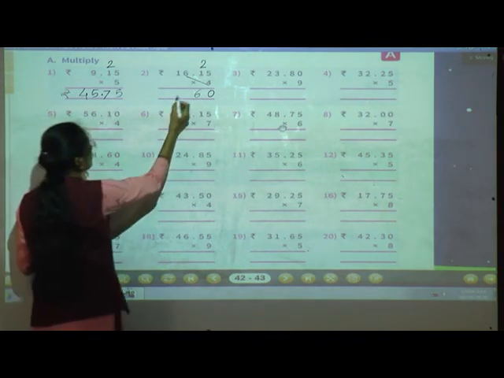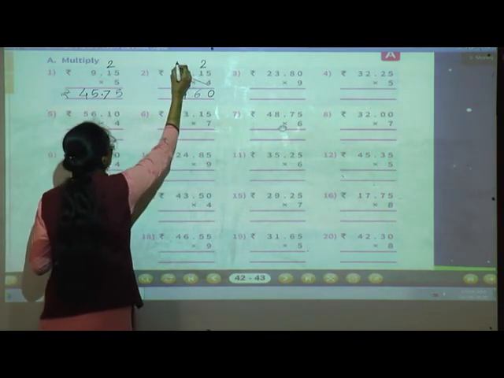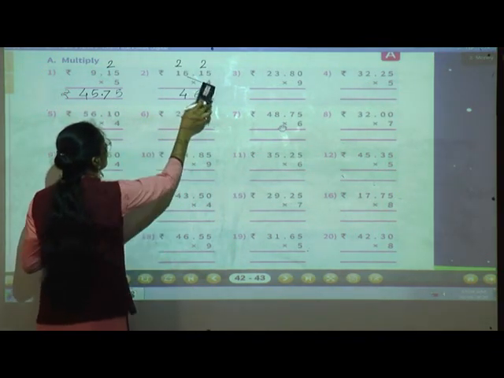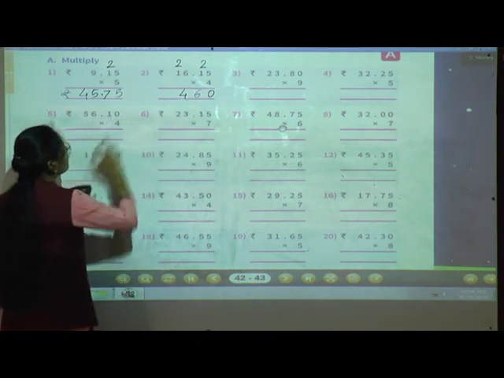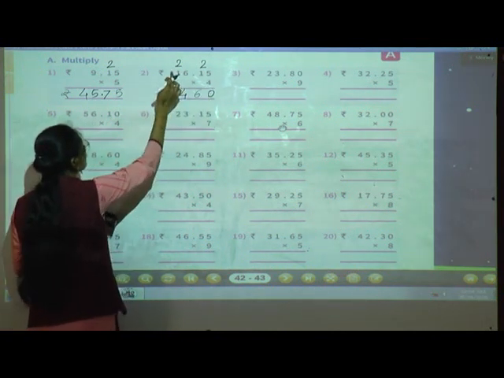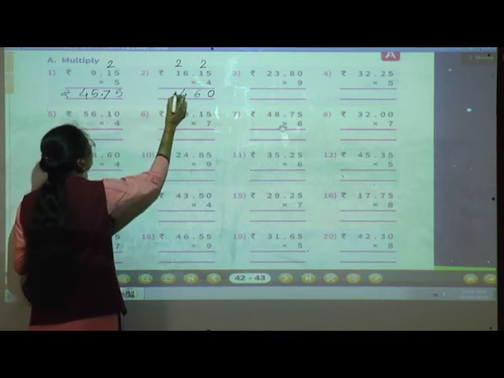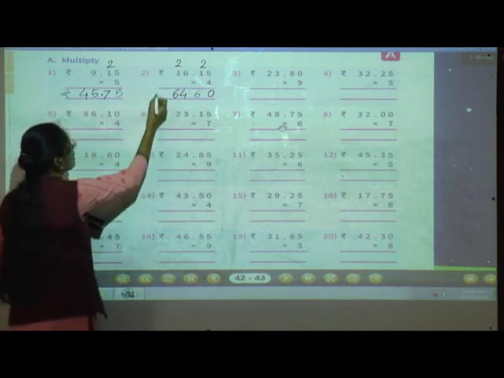So what are you going to write here? 4 and 2 as a carry to the next place. Then what is remaining? Here 1 is remaining. So 4 ones are 4 plus 2, 6. So here we'll write 6.